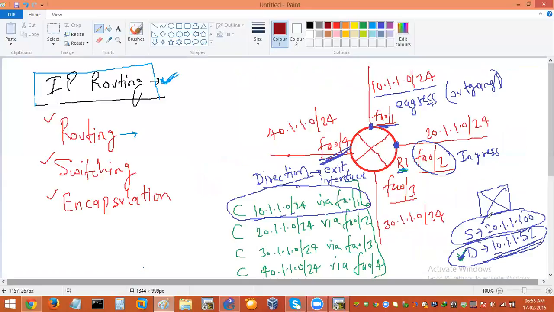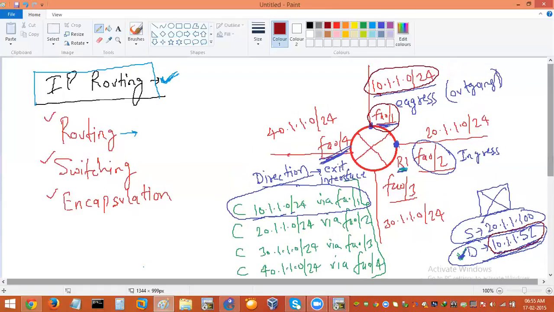Same thing. When a packet comes with a destination address of 10.1.1.52, you should forward the packet where this network is connected, which is FA0/1 that goes to 10.1.1.0/24. Up to this point, everyone with me, guys? Any question if you have? No problem.